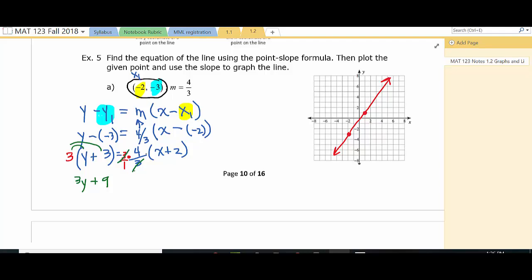So cross the 3 out. That's why I'm doing this. So that's going to be 4x, and then plus 8 like that. Okay, are you with me? All right. Now we're going to solve for y.